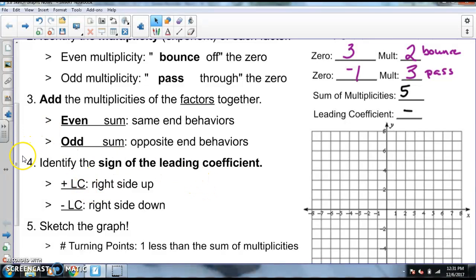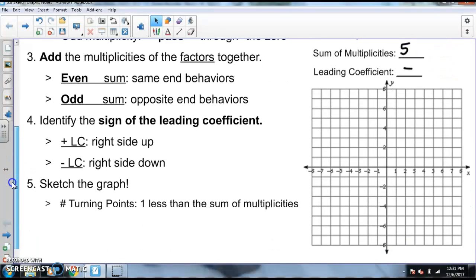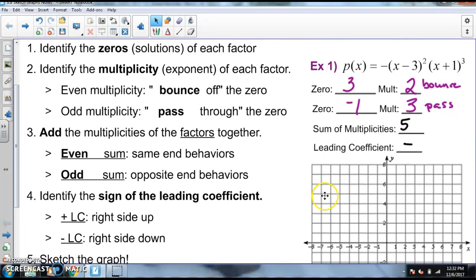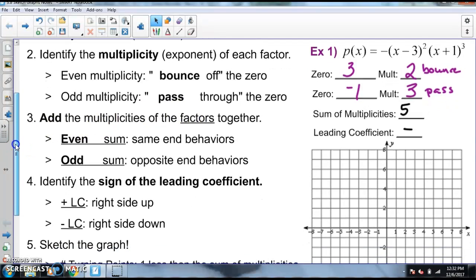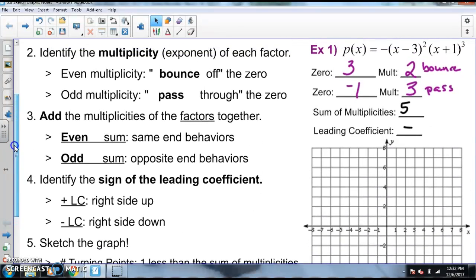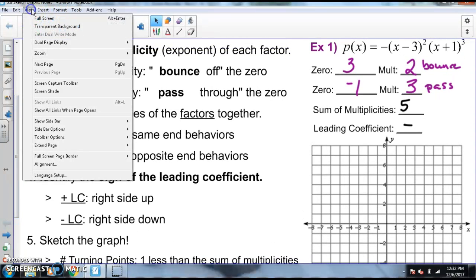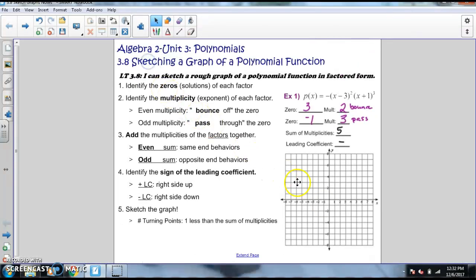And then after that, you are going to sketch your graph. Remember when we talked about key features, I told you how many directions your graph goes, based on your degree. Once we have all this information on the right side, we can go ahead and sketch a graph. I'm going to zoom out a little bit, just so we can see everything. We are going to mark our zeros here, which are on our x-axis. So I have 3 and negative 1.